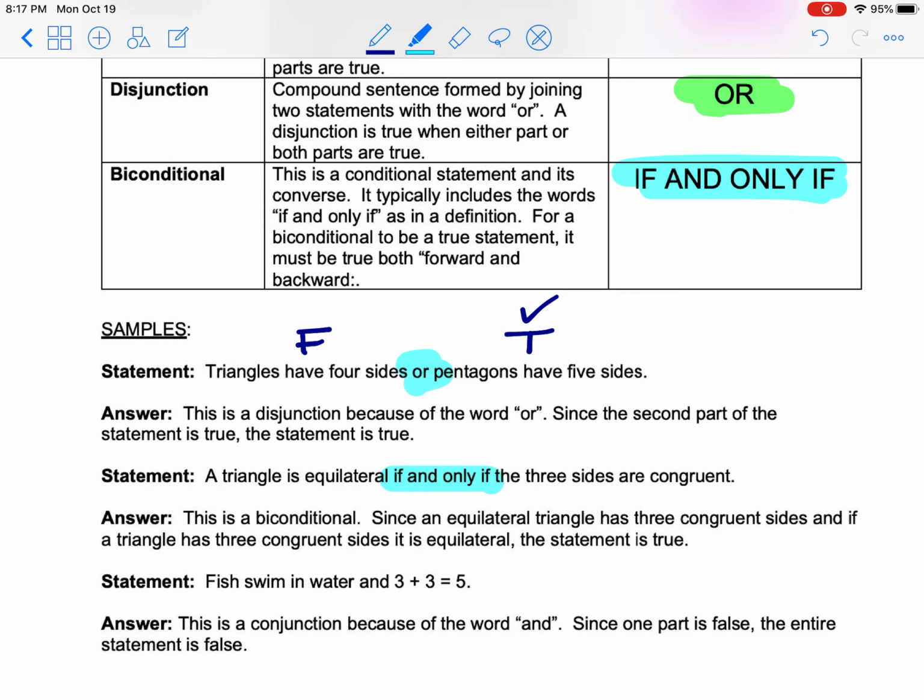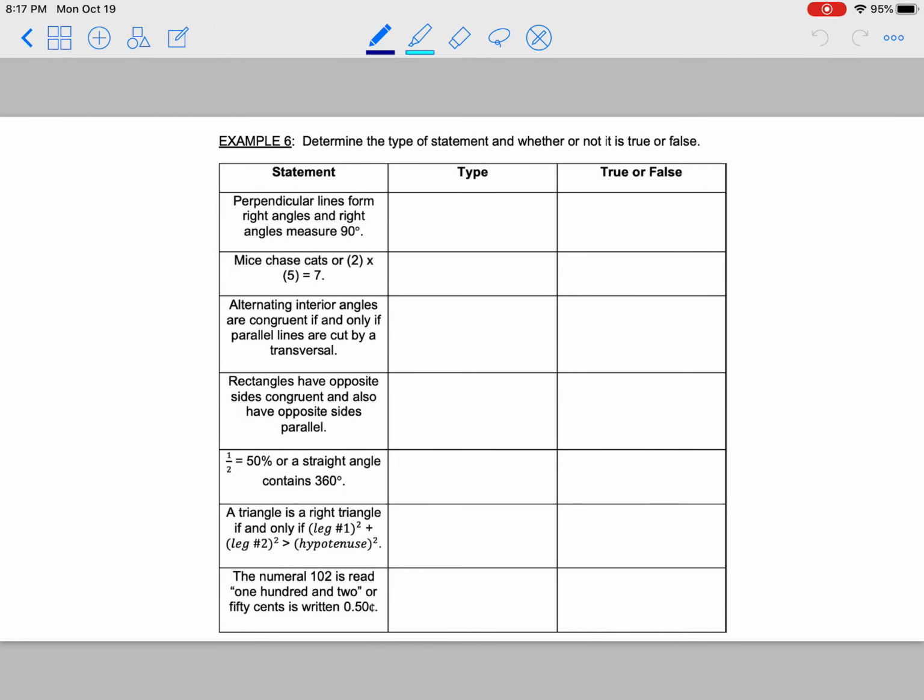True. Three sides are congruent in a triangle if it's equilateral. So both of those ways are true, making this biconditional true. The last one says fish swim in water and 3 plus 3 equals 5. So let's look here. Fish swim in water. Yes, that's true. 3 plus 3 equals 5. That's not true. But for it to be a true and statement, a conjunction, both parts have to be true, and so this part is false.